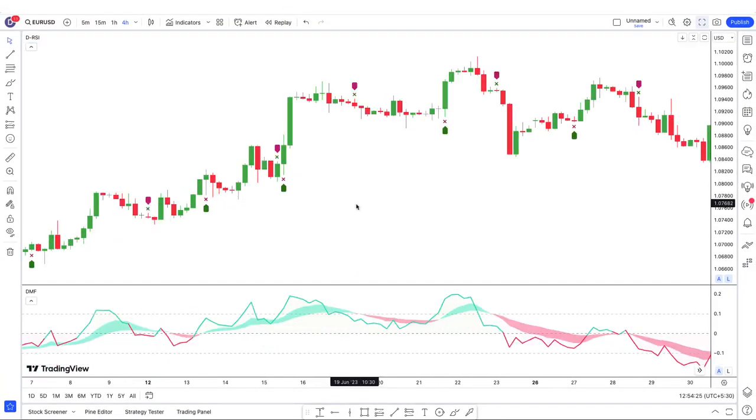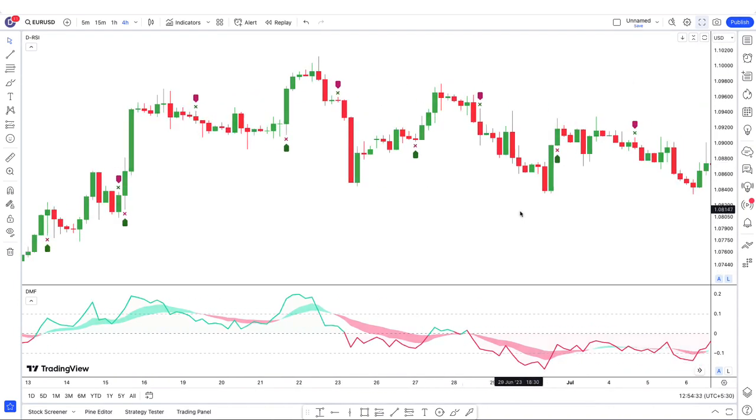After optimizing the Delta RSI indicator, you can enter a long trade whenever it gives a green signal, and you can enter a short whenever it gives a pink signal. But filter false signals with the DMF indicator. Because when the DMF cloud is below the center line, we know that we have higher selling volume and market participants are more interested to sell.